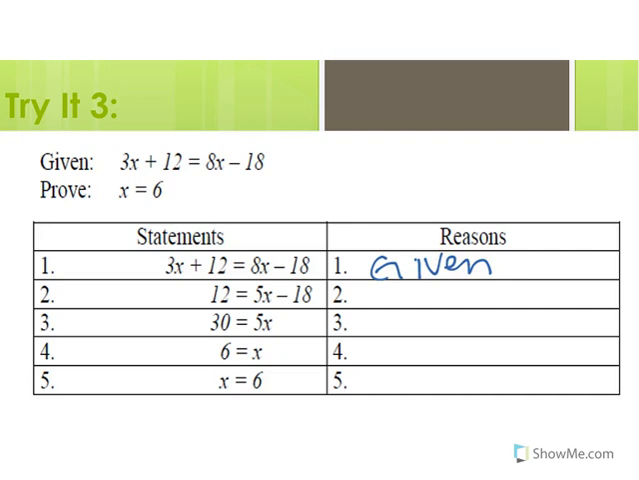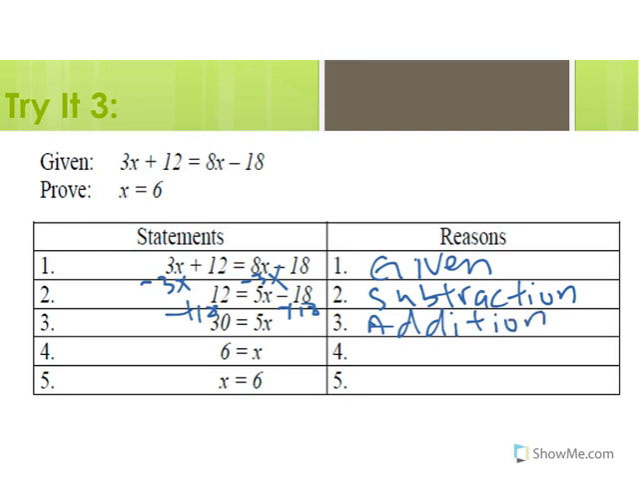Okay, so for this one, you have to imagine that we're subtracting 3 from both sides, right? Okay, so then this step is subtraction. And then we're going to add 18 to both sides. So then this is addition. And to solve for x, we're going to divide both sides by 5.